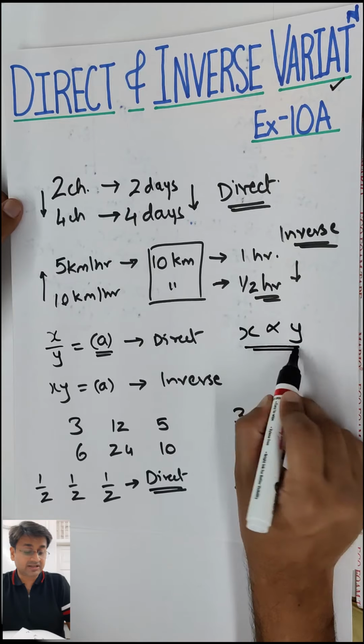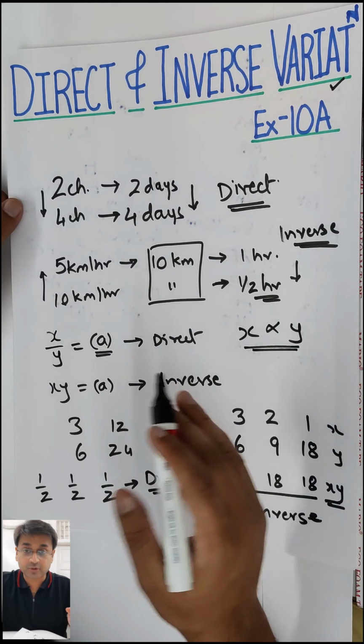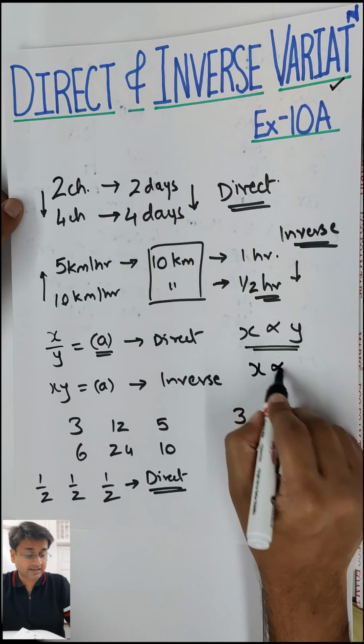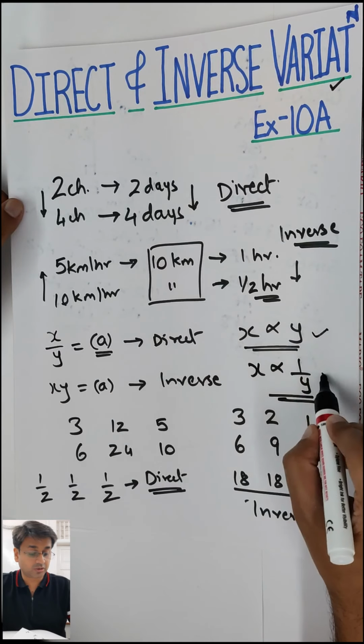X varies directly with y. Varies directly with y means both are in direct proportion. If one changes, another changes in the same direction. And x varies inversely with y. So you write it this way. These are the two rules you should know.